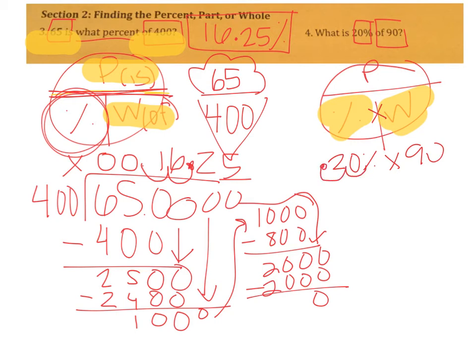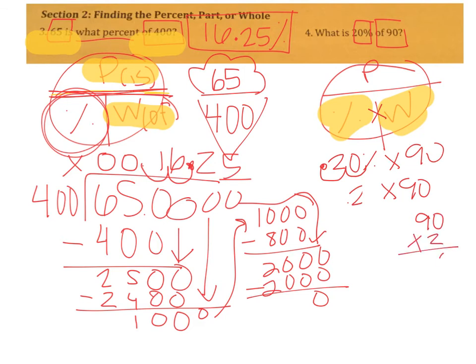So move it 2 times to the left. So that will be 20/100 times 90. But we actually don't really need the 0 behind the 2. So I'm going to go ahead and erase that and just say 2/10 times 90. So when we multiply decimals, we can leave the decimal out. So let's just go ahead and do 90 times 2.